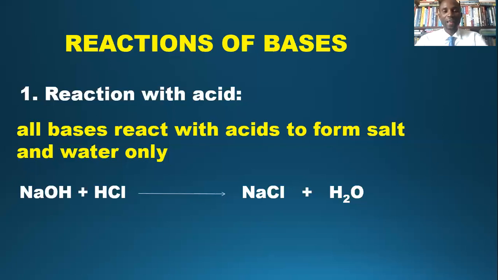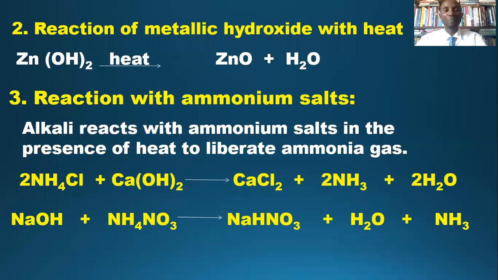Another chemical reaction of bases is that metallic hydroxides react with heat. Zinc hydroxide, when you heat it, will produce zinc oxide, which is also a base, and water. Bases also react with ammonium salts to produce ammonia gas. When a base such as calcium hydroxide reacts with an ammonium salt like ammonium chloride, another salt, calcium chloride, will be produced, ammonia gas will be liberated, and water will also be there. Sodium hydroxide, when it reacts with ammonium nitrate, also liberates ammonia gas. That is a unique reaction of bases.